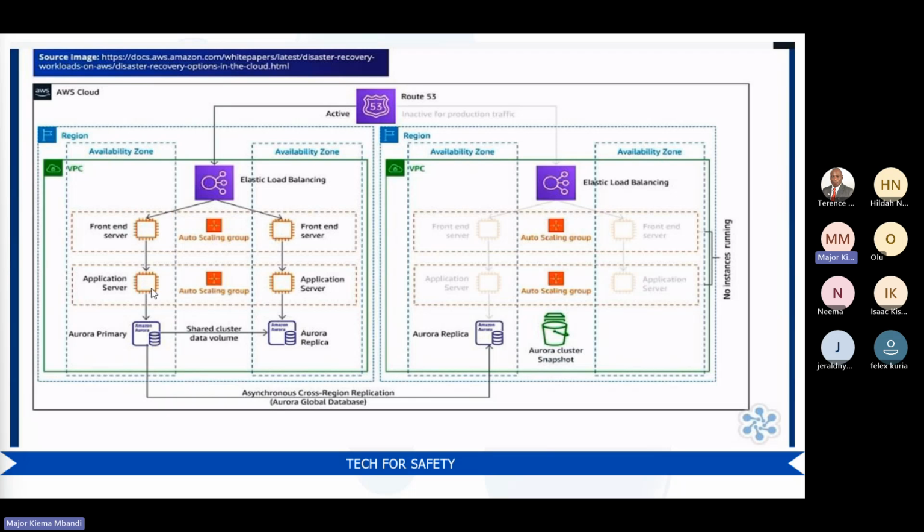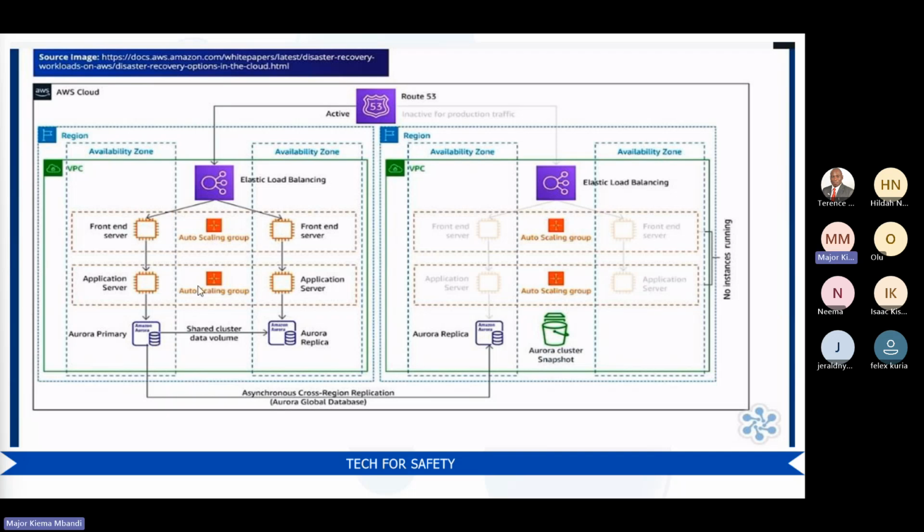And at the back end, we also have an auto scaling group. The front-end servers communicate with the middleware services, that is the application server. And then at the back we have the Aurora primary, and it has a replica in a different availability zone. Data between the Aurora primary and Aurora replica is replicated synchronously within the primary region.